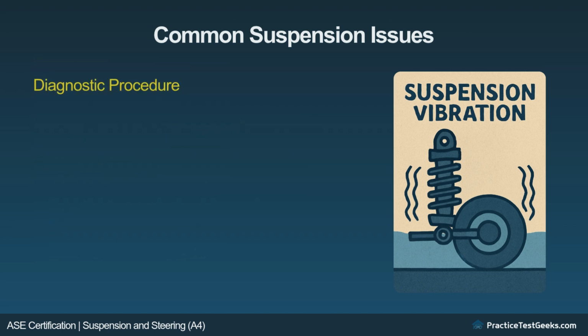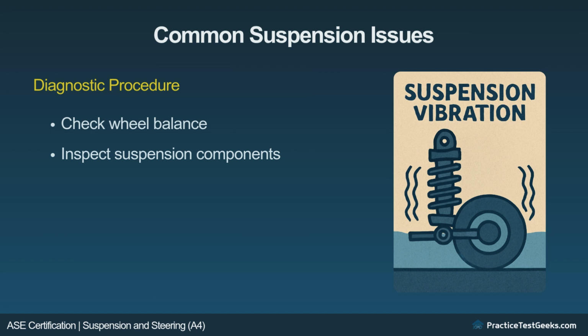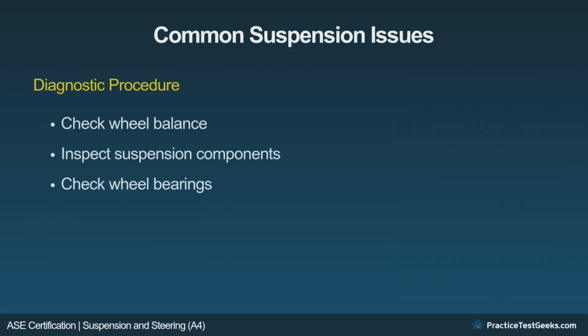Diagnostic procedure. Check wheel balance. Use a balancing machine to check if the wheels are properly balanced. Inspect suspension components. Look for worn or damaged bushings, mounts, or other parts that may cause vibration. Check wheel bearings. Lift the vehicle, check for play in the wheel, and listen for noise while spinning the wheel.